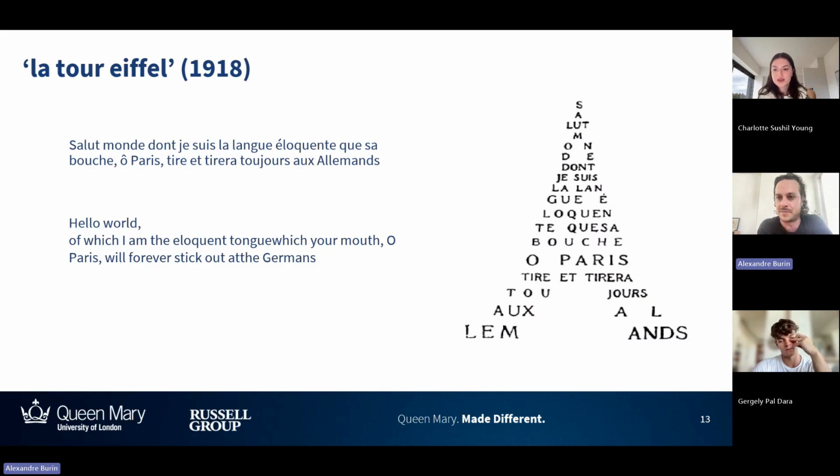Okay. So this is a representation of the Eiffel Tower, kind of like teasing the Germans for losing the war. Apollinaire died that year, so he didn't live to see that the Germans invaded France again a few years later. That's the Second World War. But anyway, I guess those two examples give you a better idea of what the calligram is.